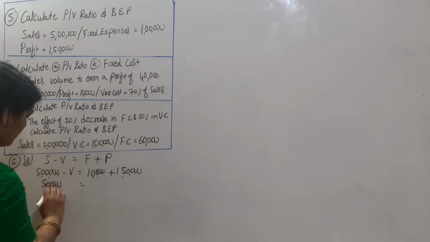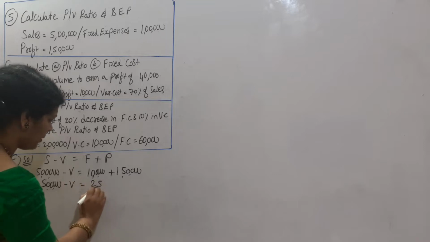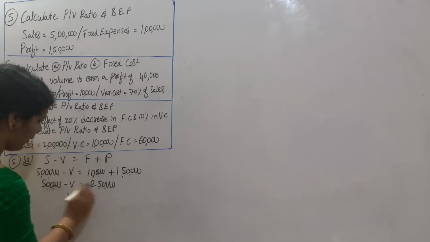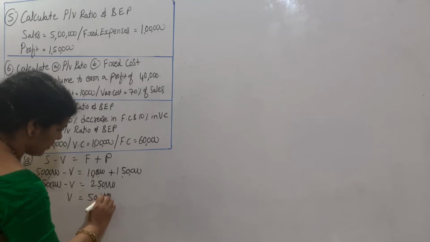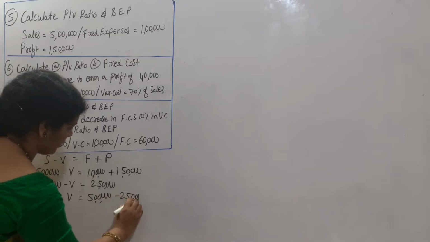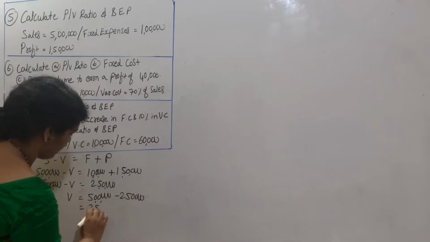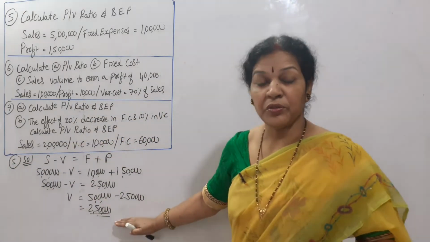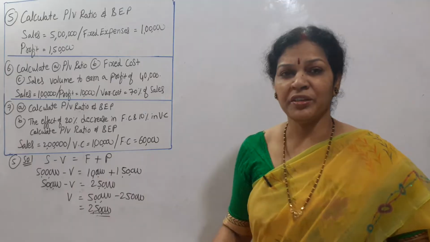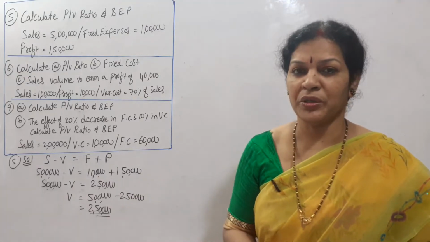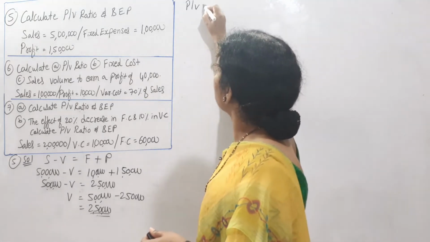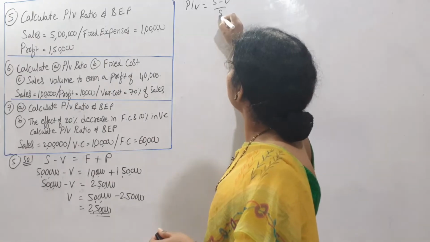5 lakh minus variable cost is 2,50,000, and variable cost is equal to 5 lakh minus 2,50,000. This 2,50,000 is the variable cost. Are you getting it? 2,50,000 variable cost we got. Once we get the variable cost, there is no problem at all to work out the problem. Now what we need? PV ratio. So PV ratio is equal to S minus V by S into 100.